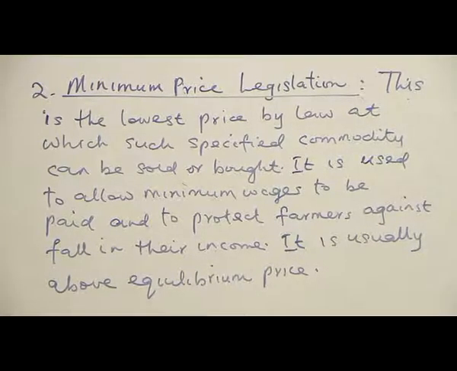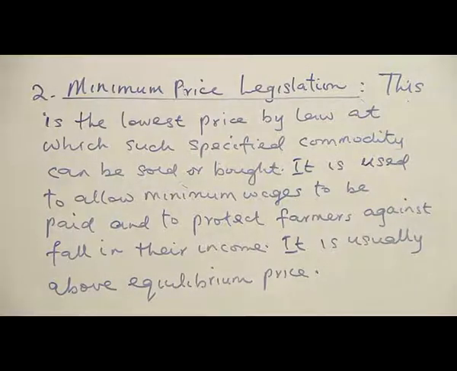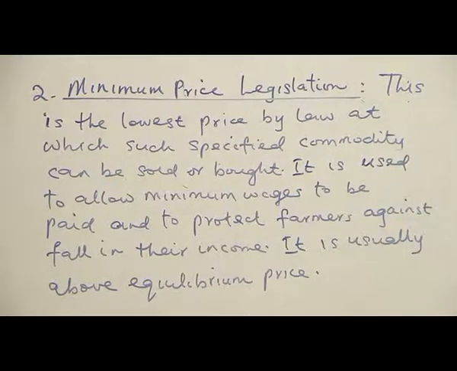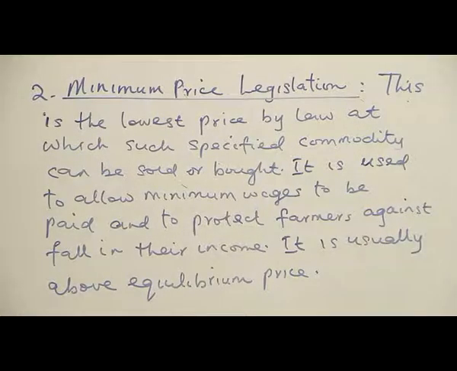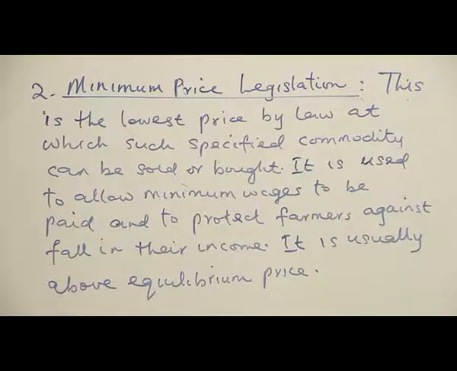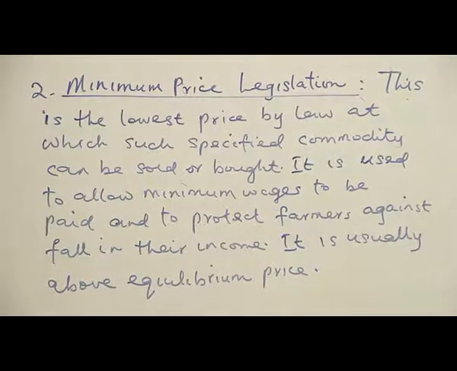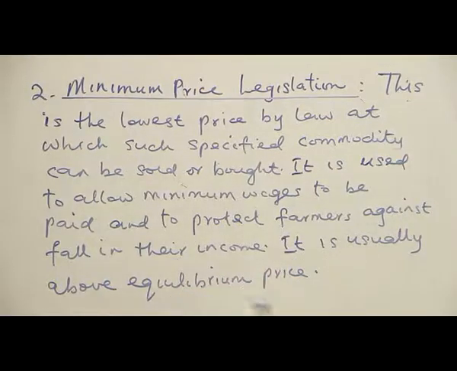But if there is no minimum price that government can put in place for them, farmers will be exploited and will continue to have low income. Likewise, they are trying to protect employees against their employers, because if such a policy is not in place, employees might be exploited, paid peanuts. But where we have minimum price control, it lets employers understand the lowest they can pay workers. So that is why most of the time it is usually above the equilibrium price.